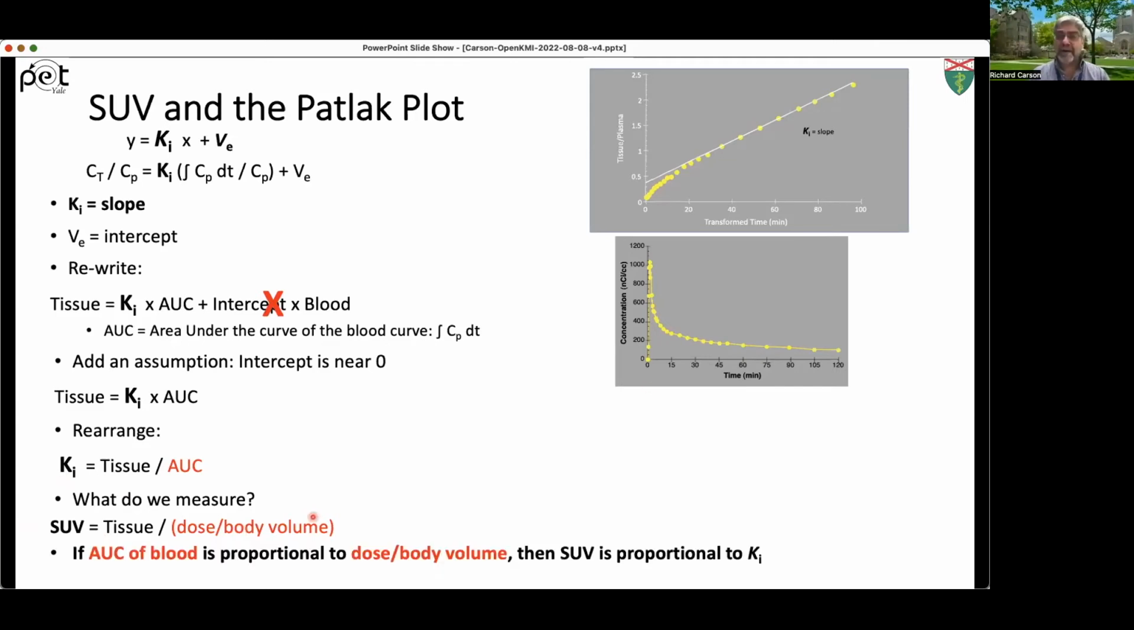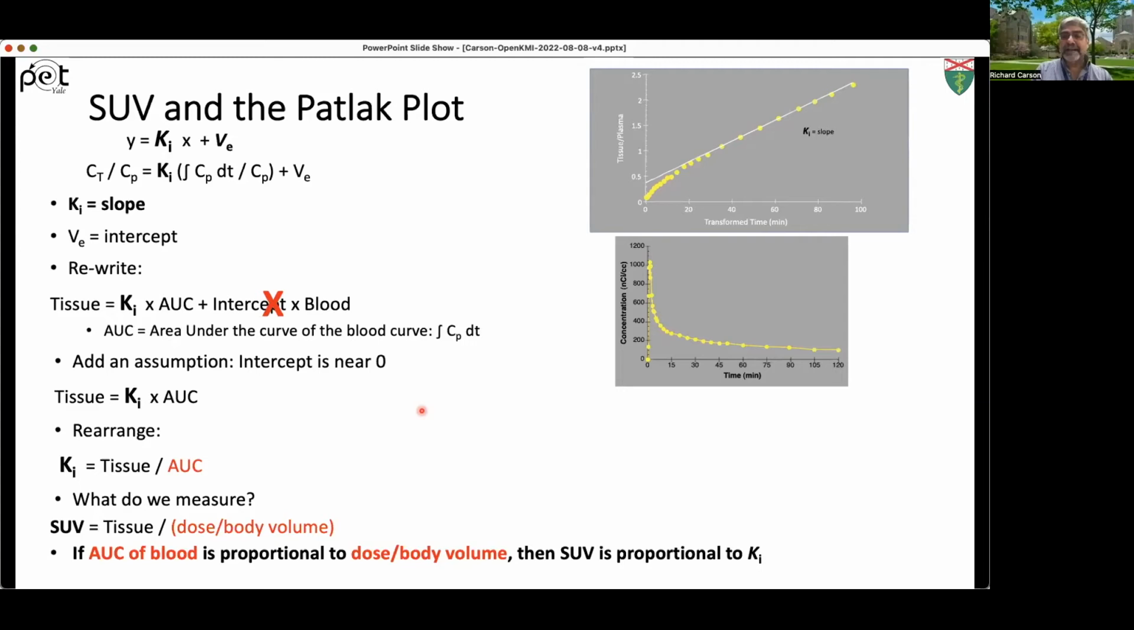So if the area under the curve of the blood is proportional to the dose per body volume, then the SUV is proportional to the Ki. And this has provided that quantitative physiology basis that said under certain assumptions, certain conditions, SUV can be very useful.